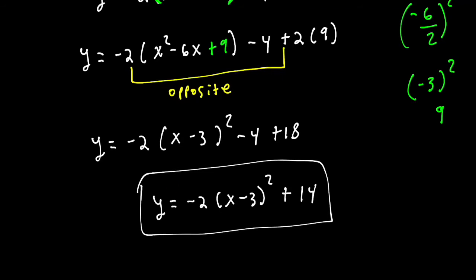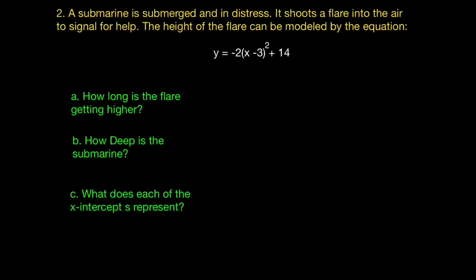Now that I have the vertex form, I want to add some context to it and answer a few application problems. So here we have a submarine is submerged and in distress. It shoots a flare into the air to signal for help. The height of the flare can be modeled by the equation y equals negative 2 multiplied by x minus 3 quantity squared plus 14. Here's what's happening.